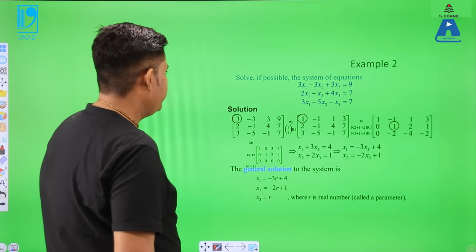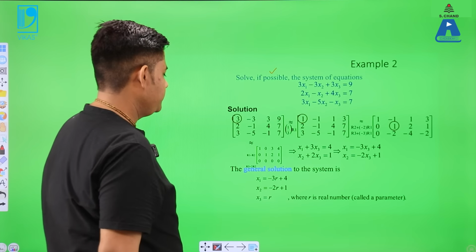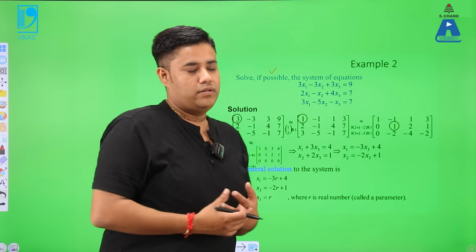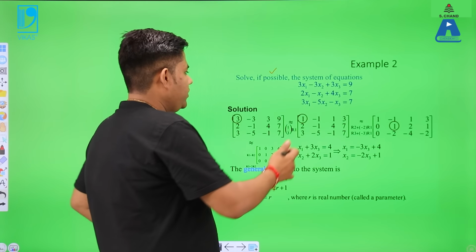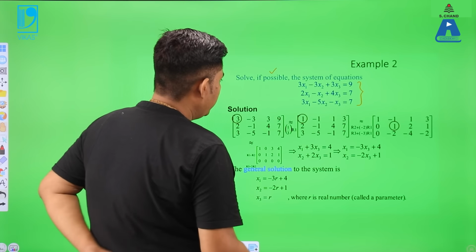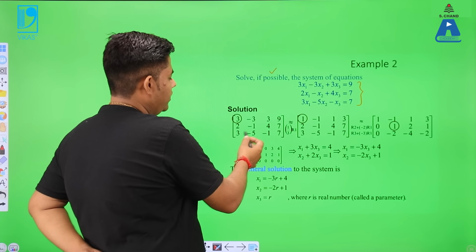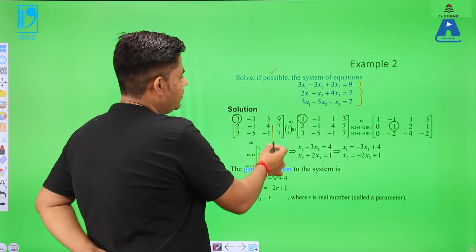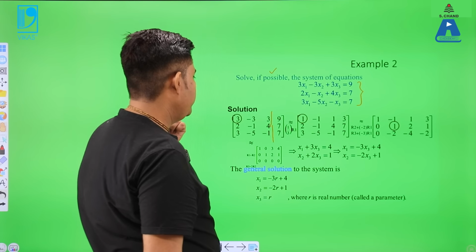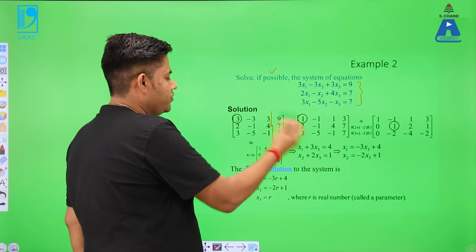Another example is you need to solve, if possible, as it is written. If possible means if the solution exists, you need to solve these particular equations. So you have 3 different equations as the question says, and in that you have 3, minus 3, 3, 2, minus 1, 4 and 3, minus 5, minus 1, which is augmented with 9, 7, 7. So we need to look for a solution, and I have told you that you need to reduce it into a reduced echelon form.